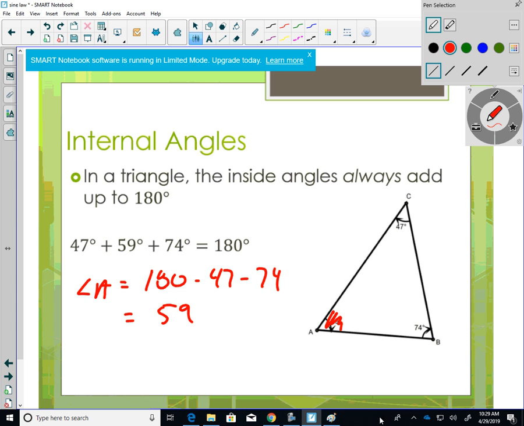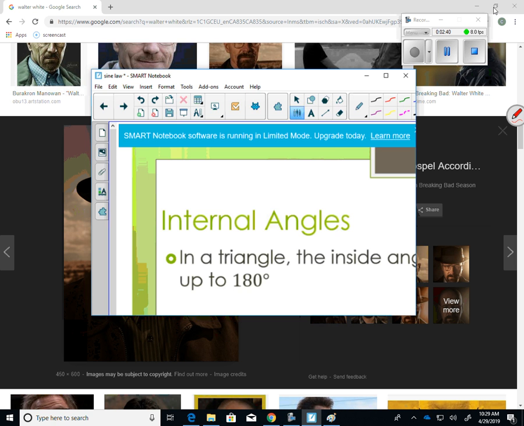The next page, I'm guessing. Give me a second, Mr. Bennett. All right. Where's my recorder?